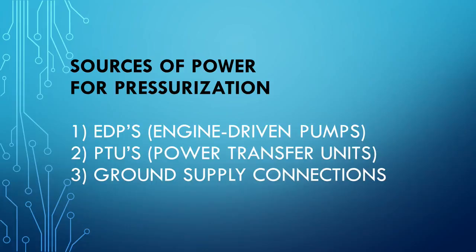The nominal pressure is 3,000 psi. And it's possible to pressurize the high pressure system from different sources. So what are these sources? We have your engine driven pump, the power transfer unit, and also ground supply connections. The operation, of course, is automatic, but the crew can also take some control of parts of the system. The ECAM, of course, is monitoring things as well.